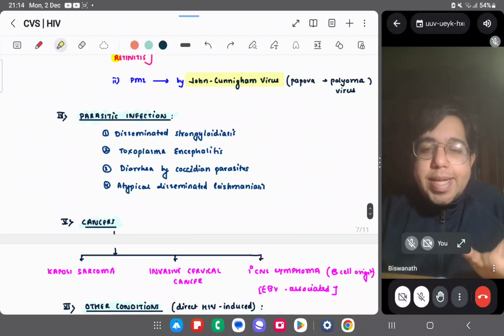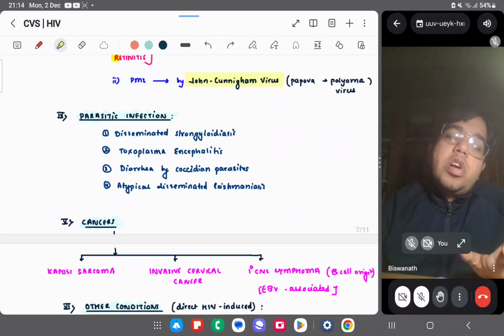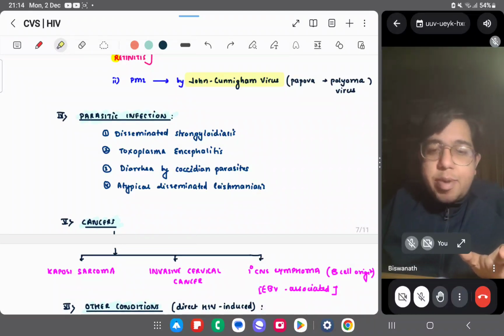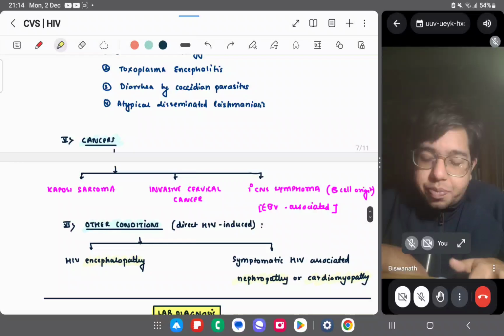You can have parasitic infections like disseminated strongyloidiasis. So Strongyloides, you must have heard about this organism. Toxoplasma encephalitis. Toxoplasma is basically causing the encephalitis, right? Diarrhea by coccidian parasites and atypical disseminated leishmaniasis. Leishmaniasis can also be caused.